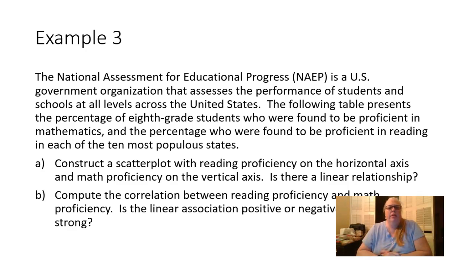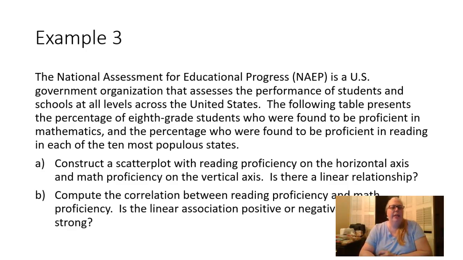Example 3. The National Assessment for Educational Progress, or NAEP, is a U.S. government organization that assesses the performance of students and schools at all levels across the United States. The following table presents the percentage of 8th grade students who are found to be proficient in mathematics and the percentage who are found to be proficient in reading in each of the 10 most populous states. Part A. Construct a scatter plot with reading proficiency on the horizontal axis and math proficiency on the vertical axis. Is there a linear relationship?